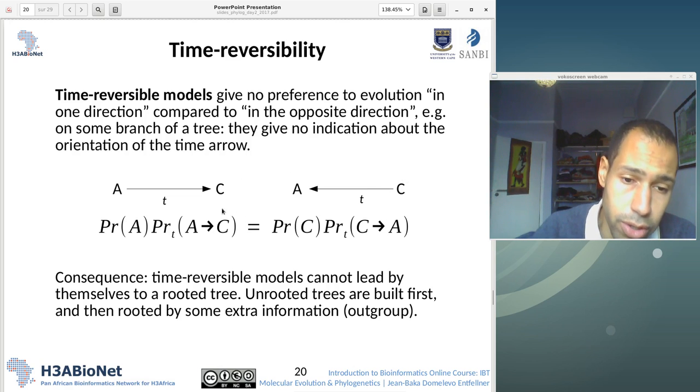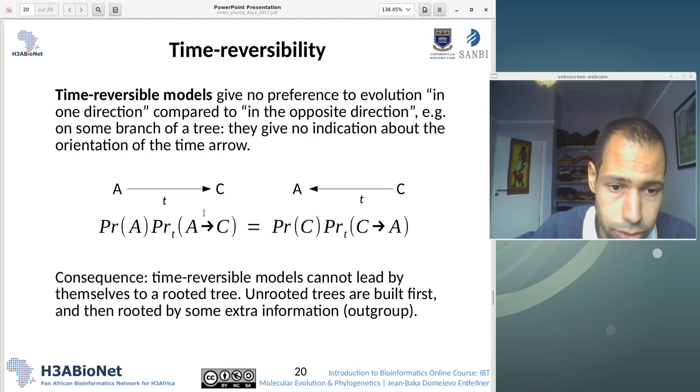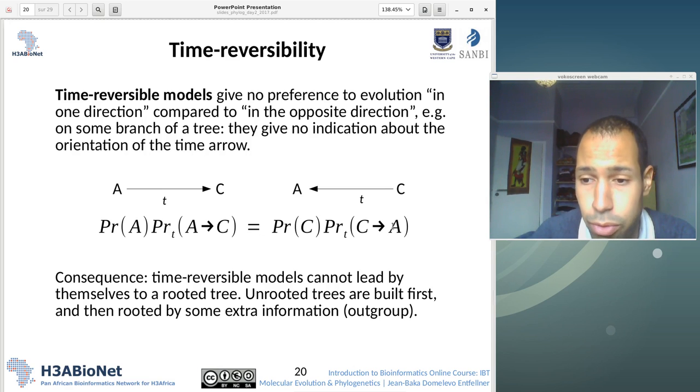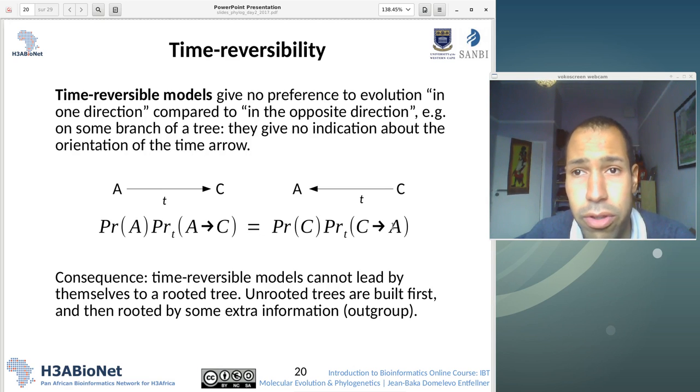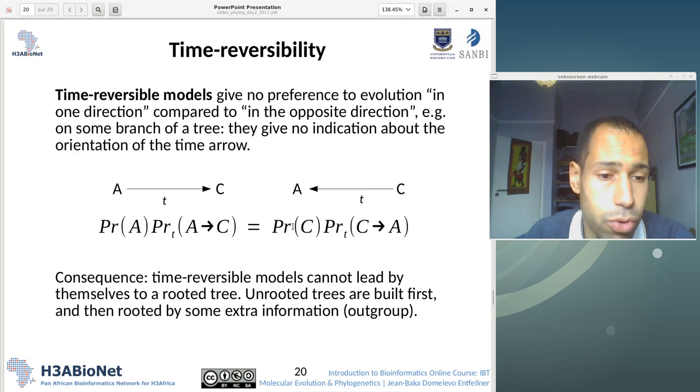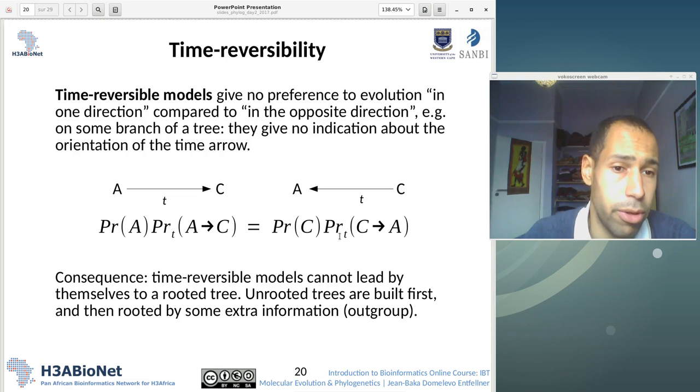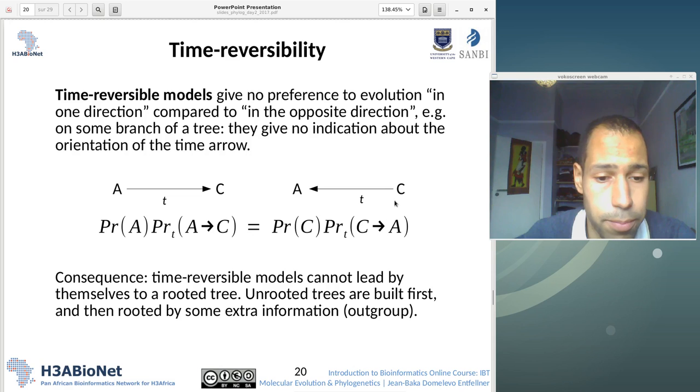In time reversible models, these 2 probabilities for a tree are the same. Okay, this is a minimal tree, but this is a tree with 2 nodes and 1 edge. This tree here has same probability as this tree. In other terms, there is no preference for the arrow of time to go from left to right or from right to left. So time reversible models do not give you any indication about the orientation of the time arrow.